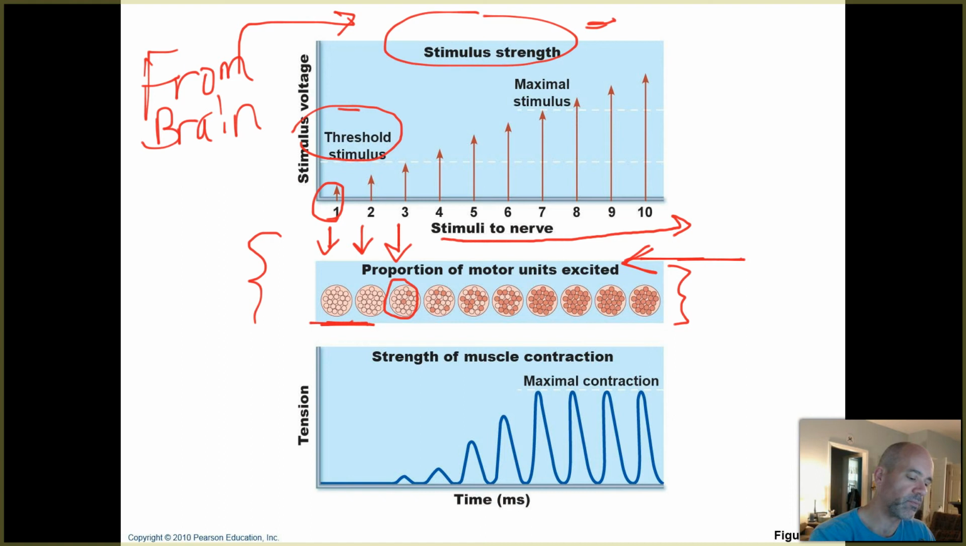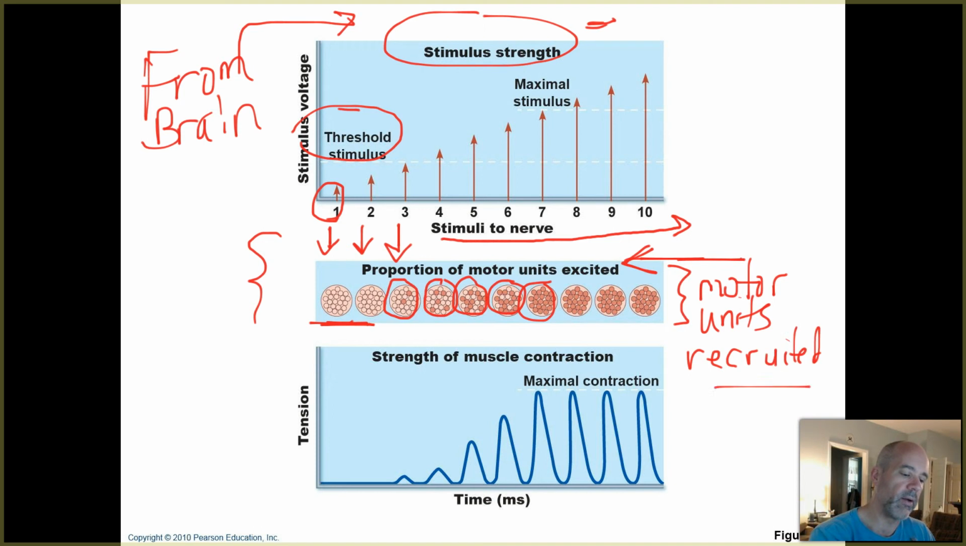And then as you get more and more and more stimulation happening, you wind up recruiting more and more and more motor units. So in here, these are going to be representing motor units recruited down in here. And eventually you're going to get to some maximal amount of stimulation coming from the brain, and that's going to lead to maximal contraction.